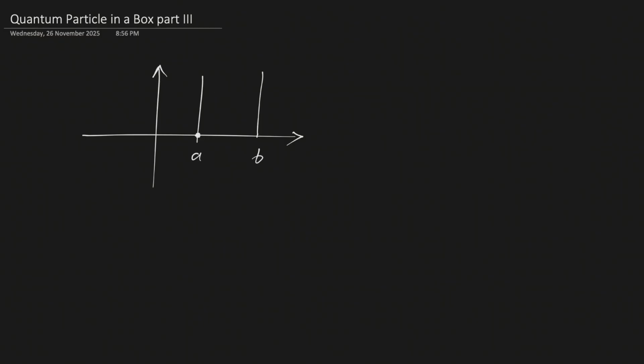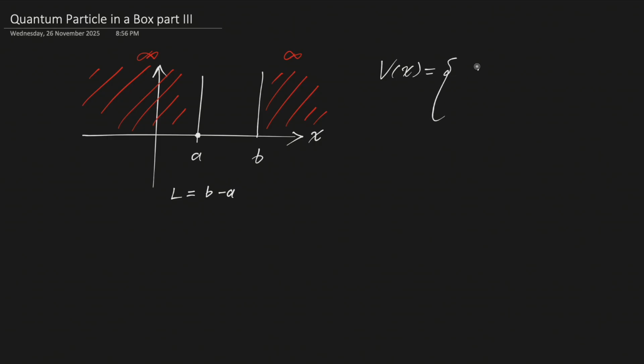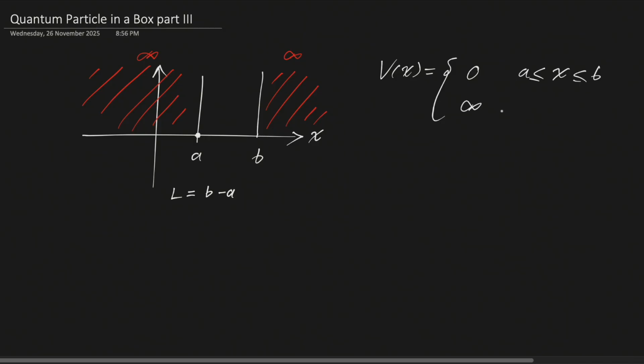What I would like to do now is solve the problem for a general potential that is defined as follows. It is infinite everywhere except for an interval from A to B, where I define L to be B minus A. So that's the length of our one-dimensional box. And the potential can be formally written as 0 in the interval from A to B and infinite elsewhere.